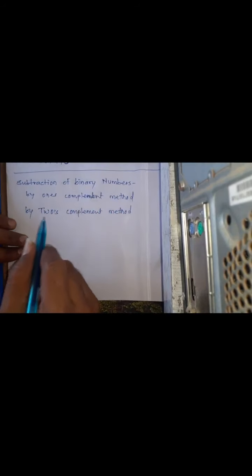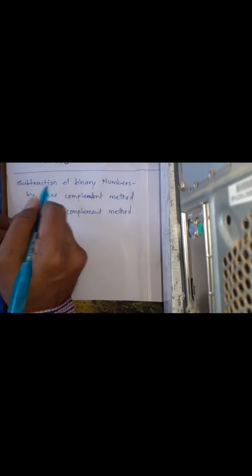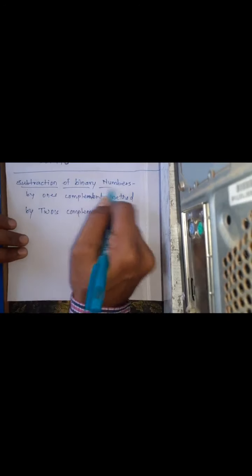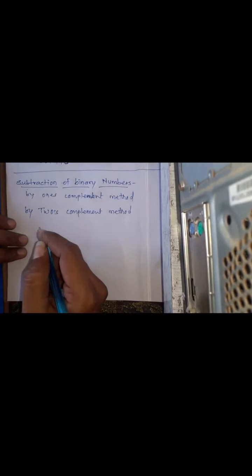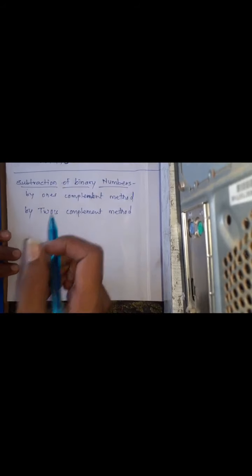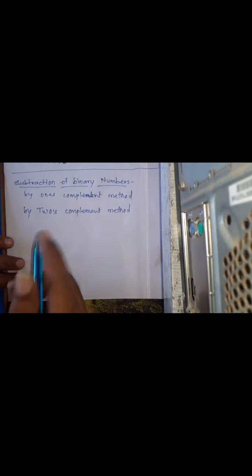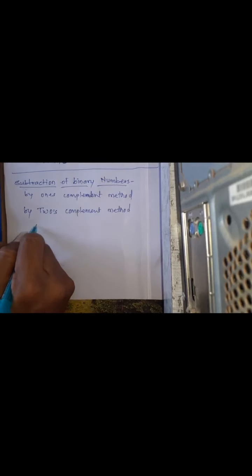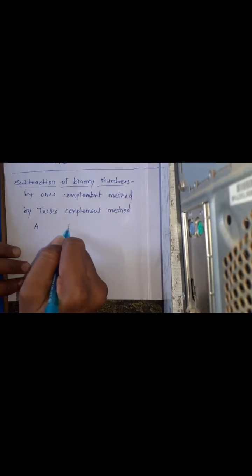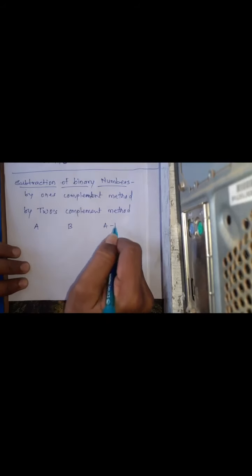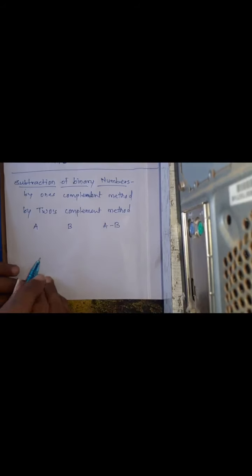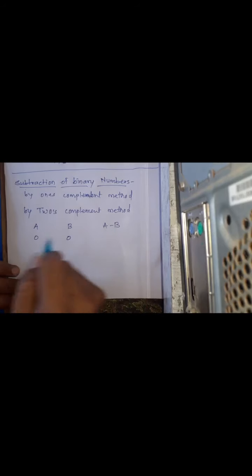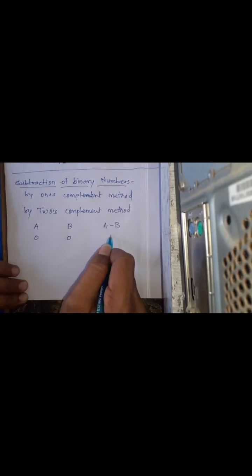By these two methods, we have to calculate the subtraction of binary numbers. How will it work? See, first we learn the chart of subtraction. First we take the two numbers A, B, and A minus B. A number is 0, B number is 0. Then the subtraction of 0 minus 0 is 0.